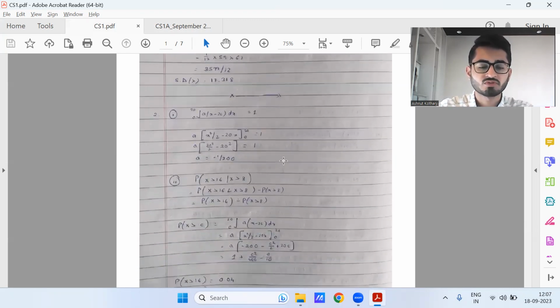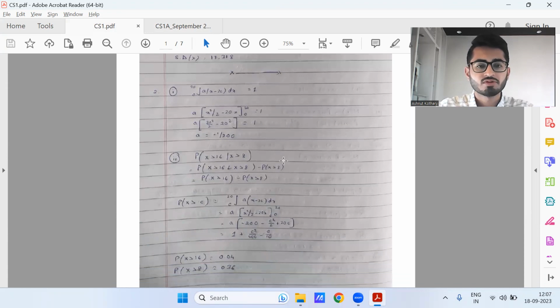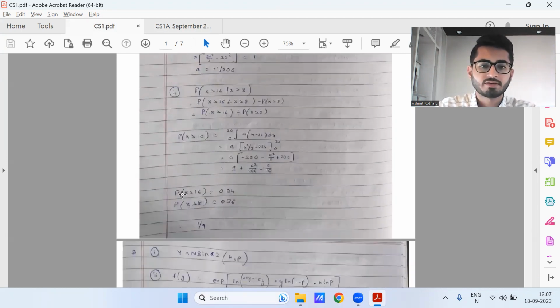Next, moving to question 2, which was again fairly straightforward. First, we need to find the value of A. A is coming out to be minus 1 by 200. Then we need to compute the conditional probability of X being greater than 16, given that it is greater than 8. So x greater than 16 is coming out to be 0.04, x greater than 8 is 0.36, and the answer is 1 by 9.